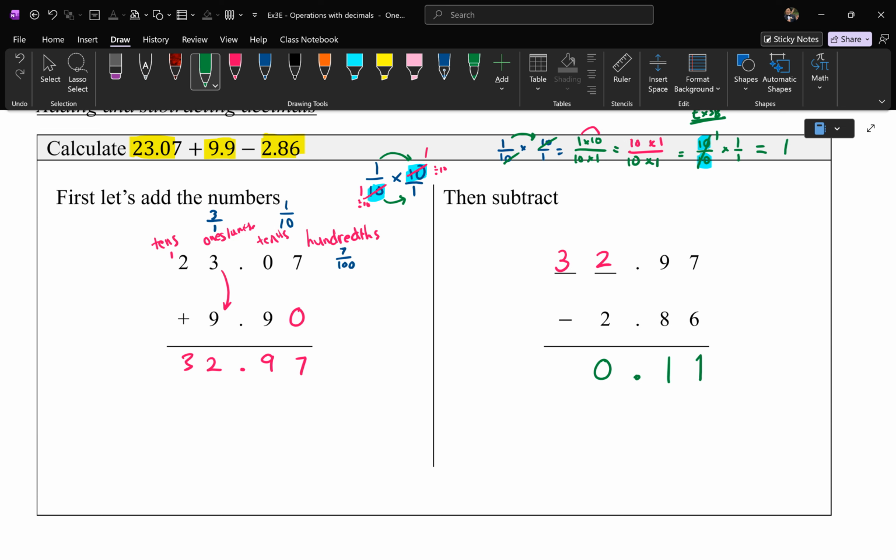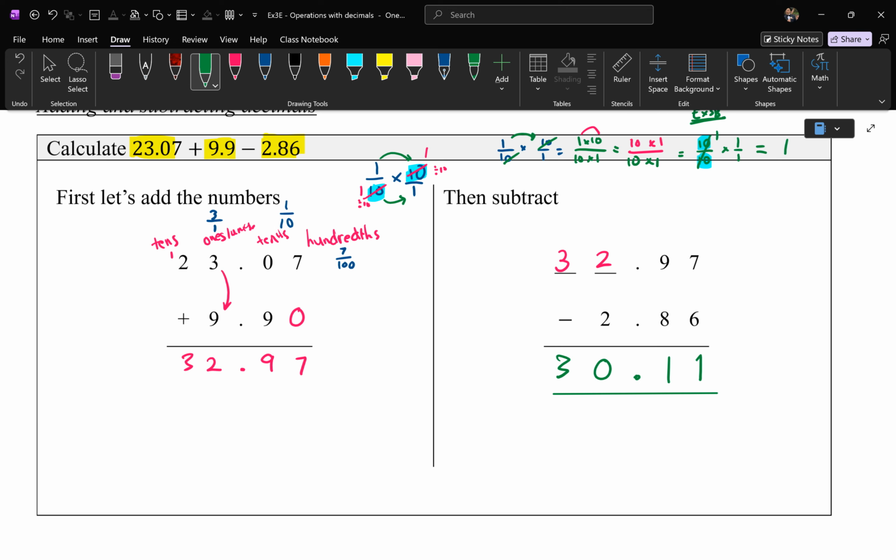And then finally 3 take away nothing gives us 3, very good. So the answer is 30.11. This is the first part of exercise 3E. There's a bunch of questions there. I don't need you to do a lot of them, but I need you to show me the steps. I want to see the question, the method, then the answer.